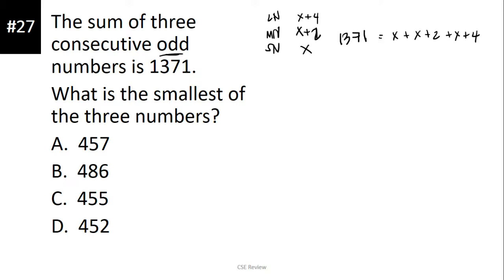Okay? So that is going to give us 1371 is equal to, pagsasama-sama natin lahat ng x, we have 1, 2, 3, tatlong x, so 3x plus 6. Ililipat natin yung 6 sa kabilang side, so magiging minus 6 siya. 1371 minus 6 is equal to 3x.